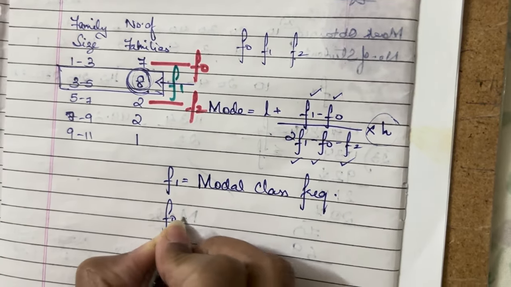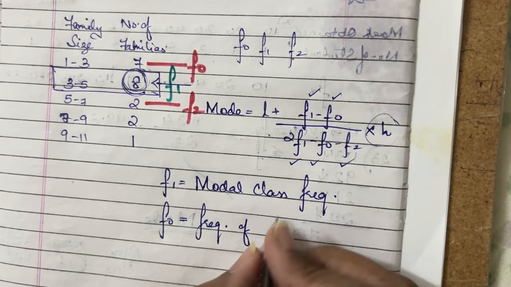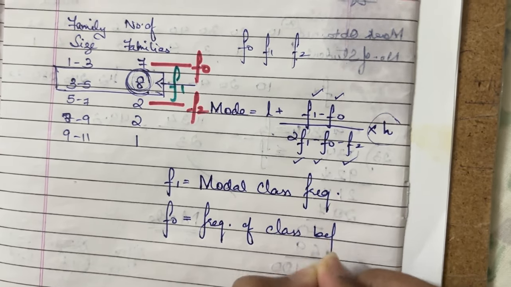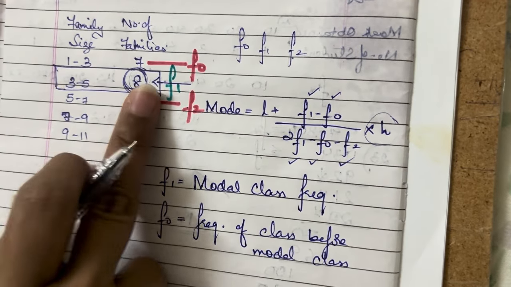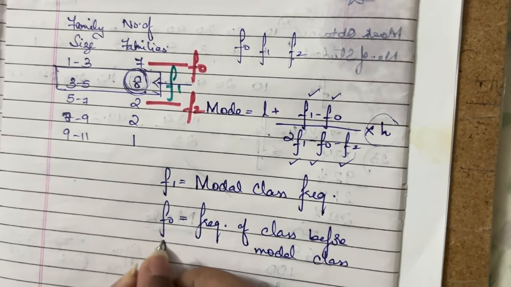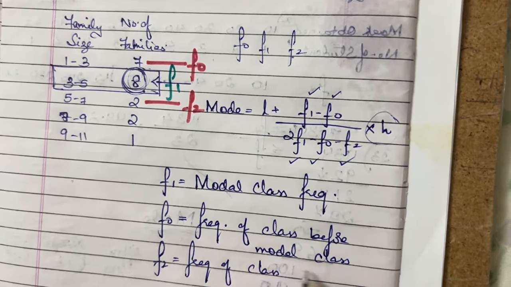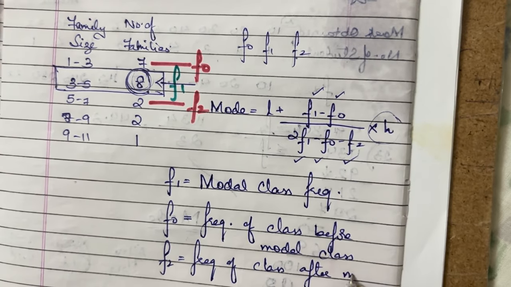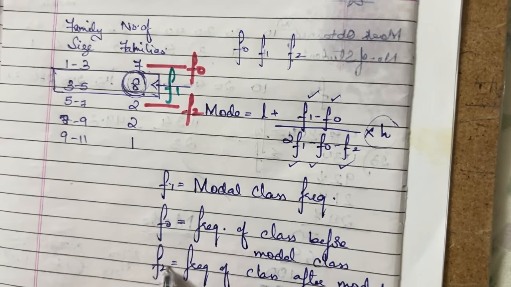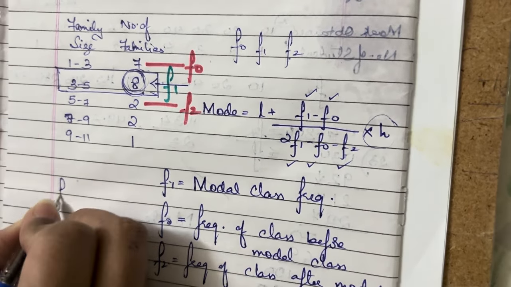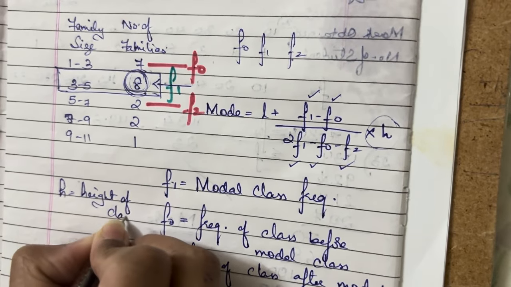Then f0 is the frequency of the class before the model class. Okay, so if we have your model class here, whatever is before that, that is there. Then f2, what is it? f2 is the frequency of the class after the model class. After the model class is what we have here. Okay, f1, f0, f2 is what I get. Then h is already the height of the class. Height of class is what I have here.